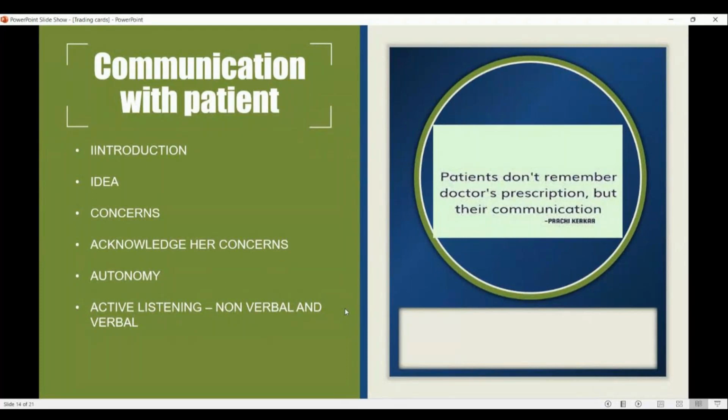Candidates are speaking too much. Too much speaking is dangerous, always, in life and in exams also. You have to remain silent, not silent exactly, but speak when it is required. Take permission from the patient for speaking. Patients don't remember the doctor's prescription, they remember the communication.